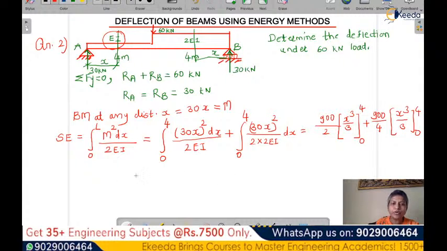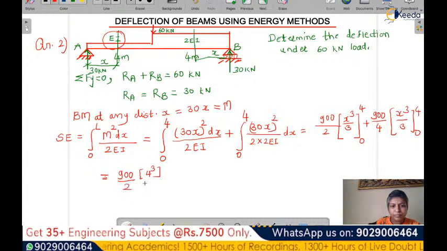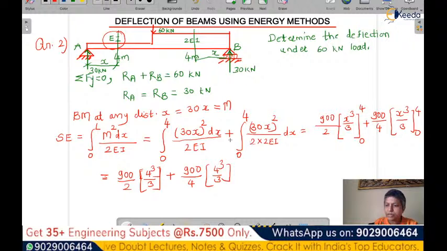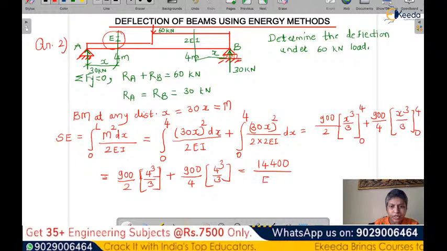Okay, so add the values of 900, 4 cube, this is by 3, plus 900, 4 cube by 3. Okay, so when you do the summation, we get the answer as 14,400 by EI. Okay, so this is a strain energy. So this is the value of strain energy.